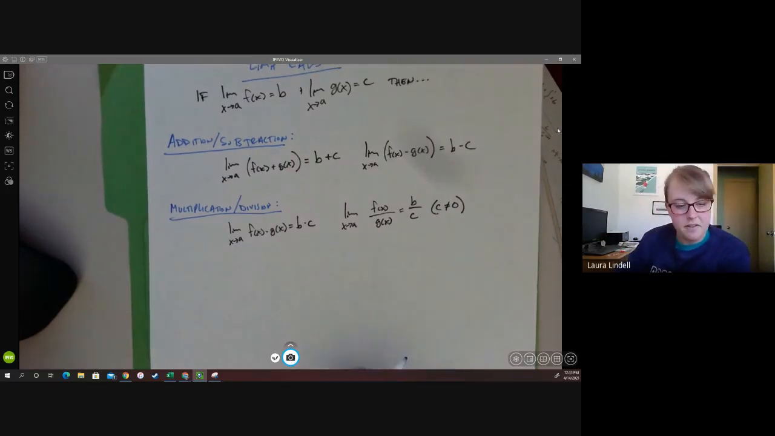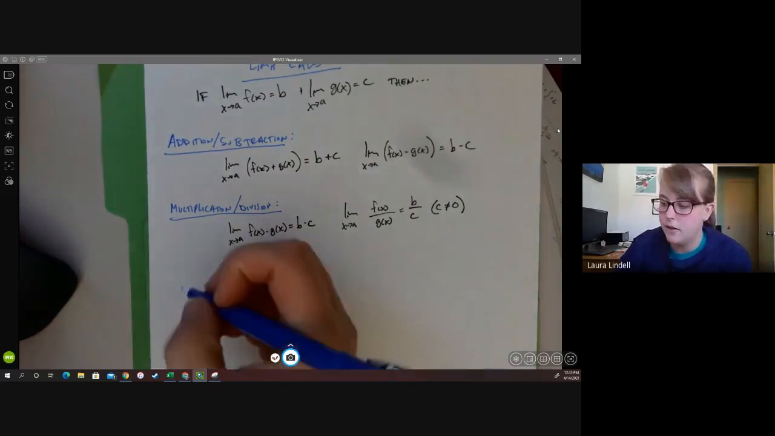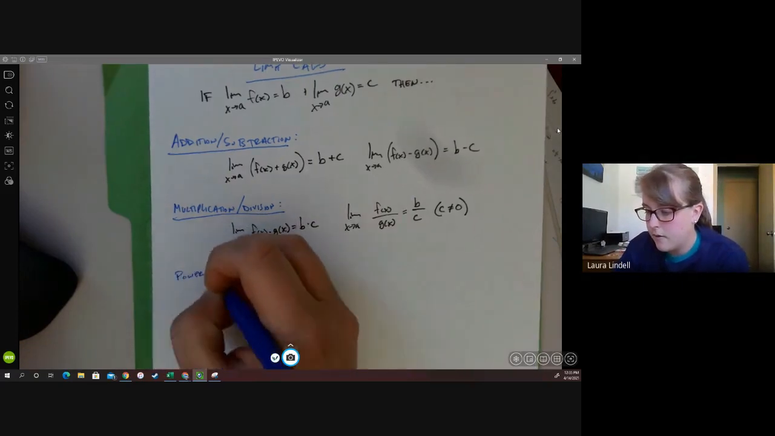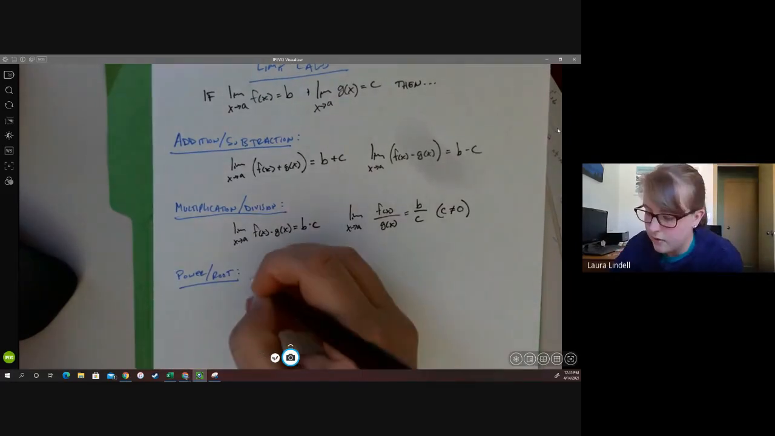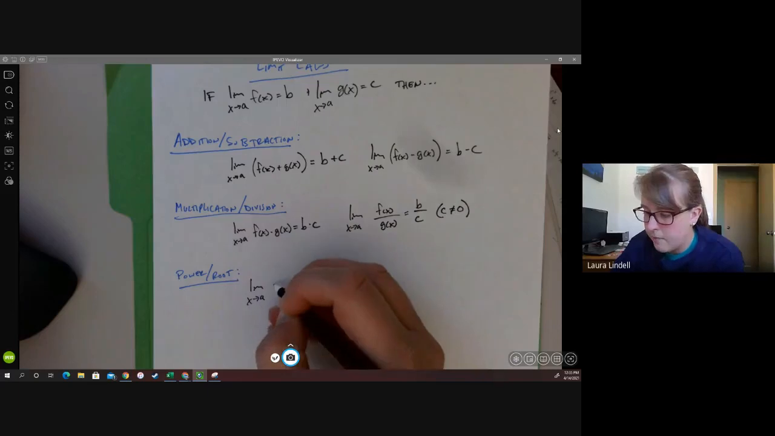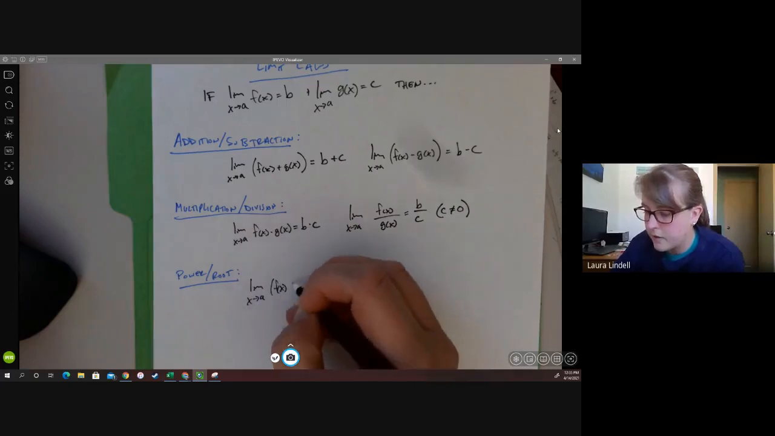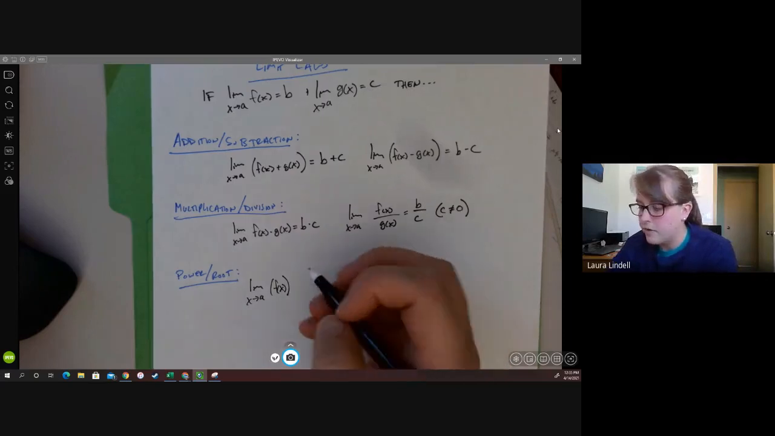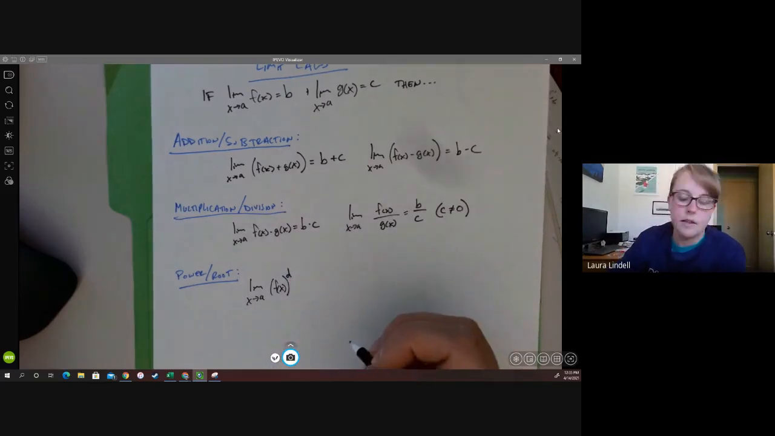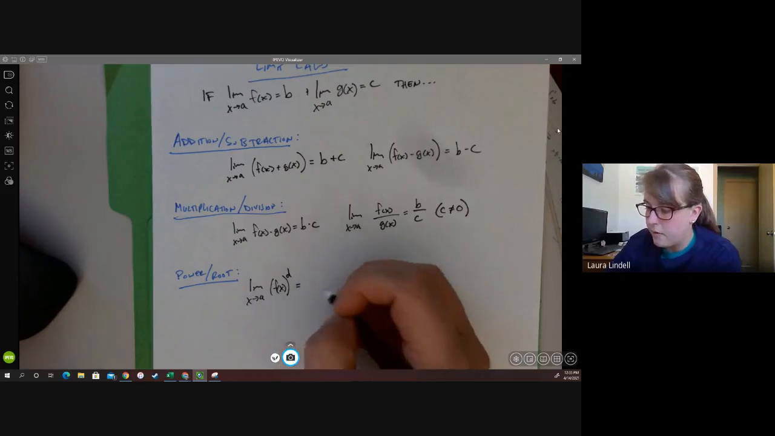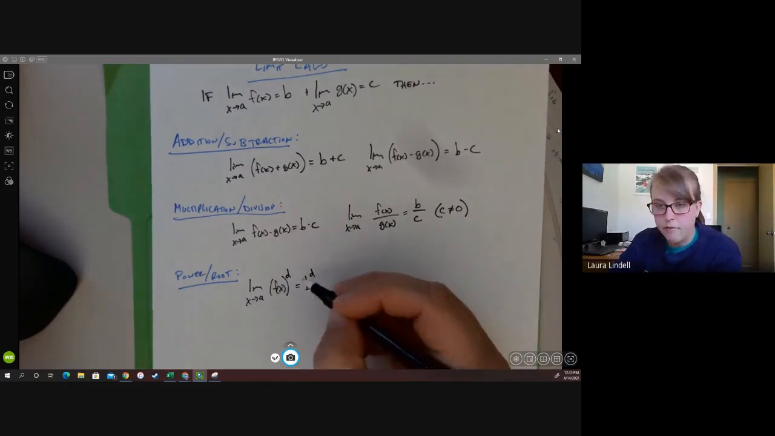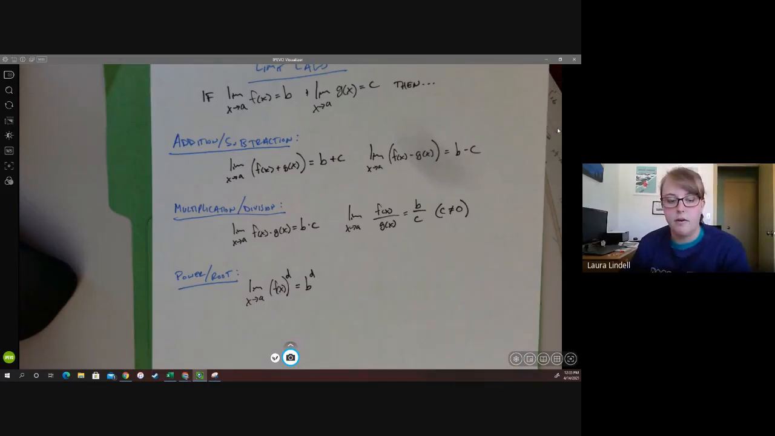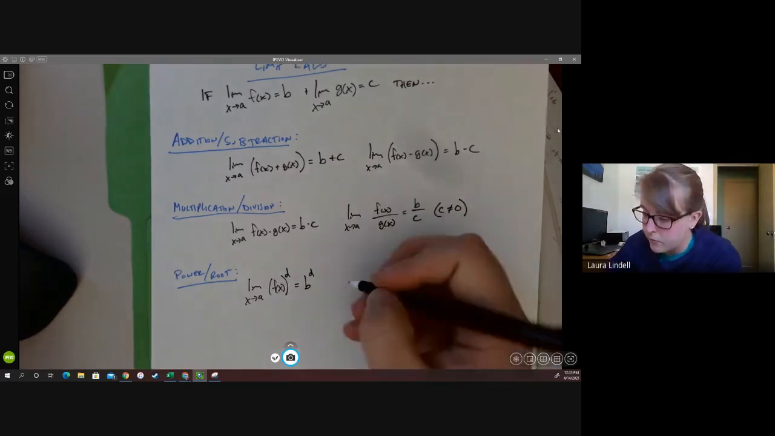All right. Then the last thing we have is power and root. So we could see things like the limit as x approaches a of f of x to the, what letter haven't we used yet? d power. So that would just be b to the d power. So you just take the limit of f and then put it to whatever power the function is to the power of. Same thing goes for roots.